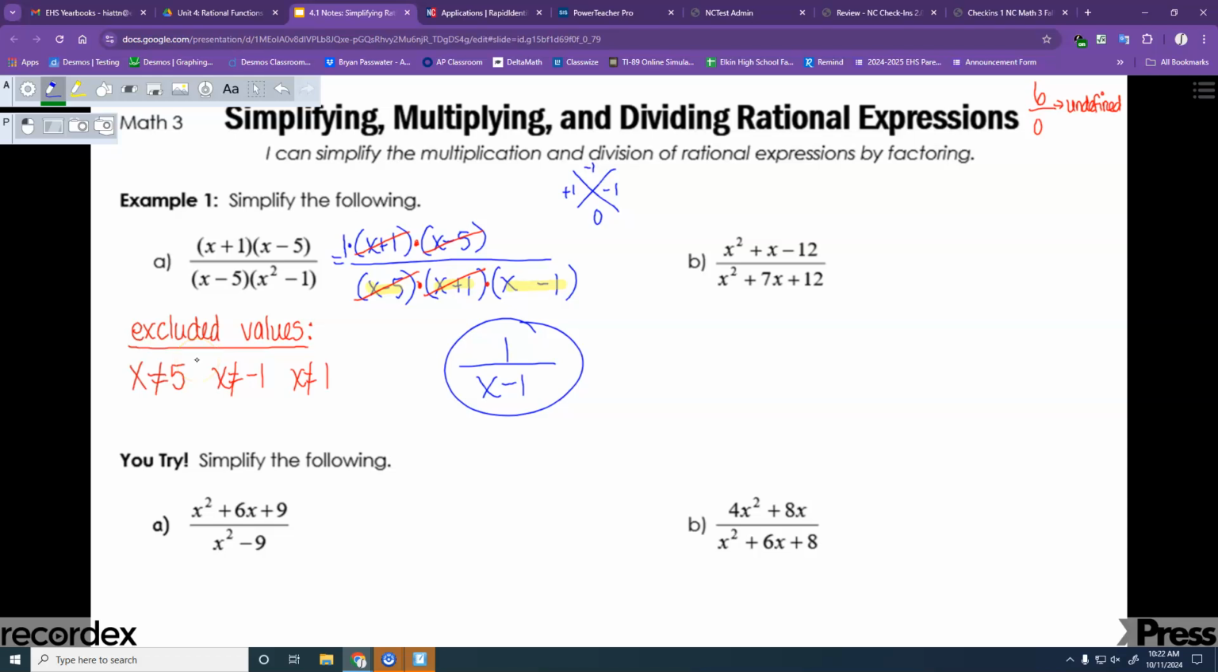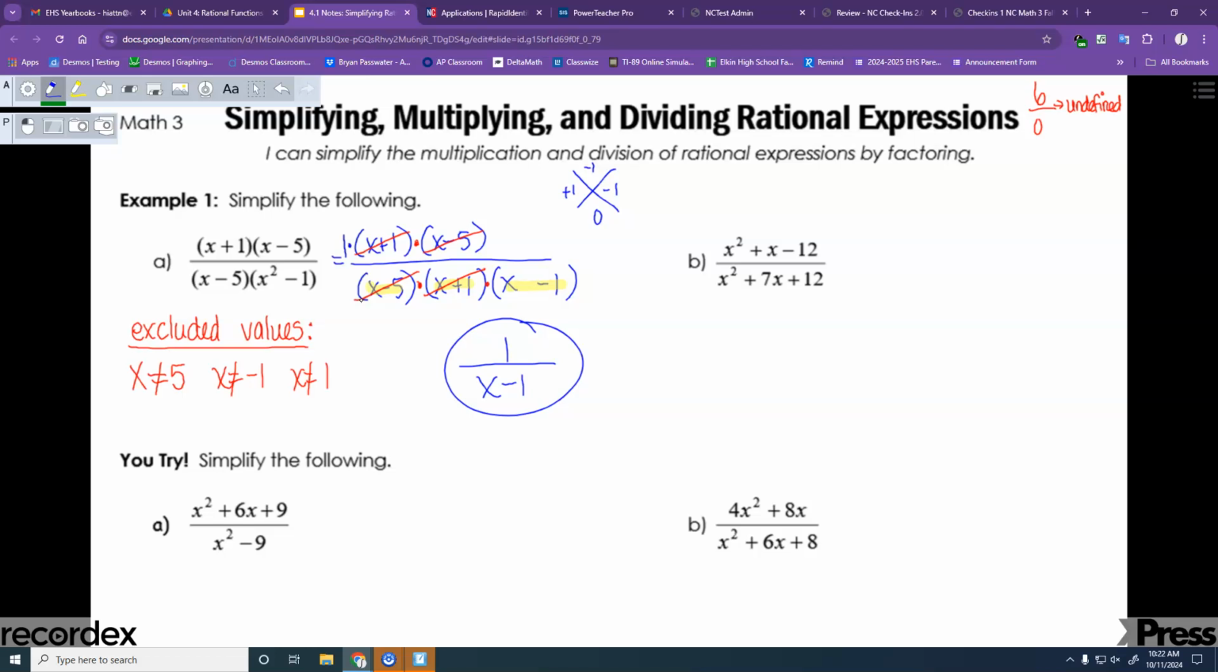So these are numbers you cannot plug into that. This right now is just asking us to simplify. We will get to a point where we're solving equations, which will be a little bit different. But right now we're just working on factoring and canceling to simplify, which will be part of solving later on. Okay? All right, questions?